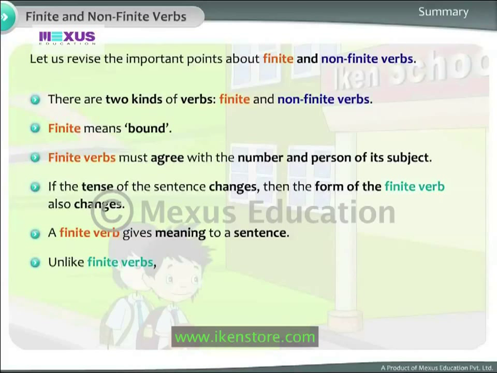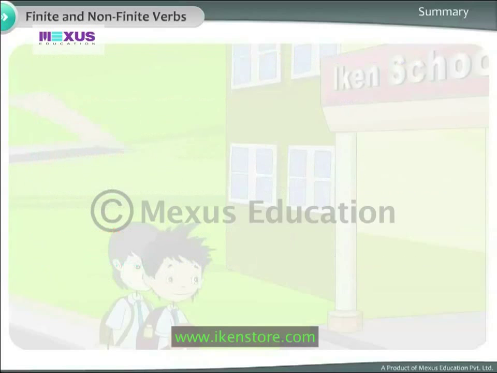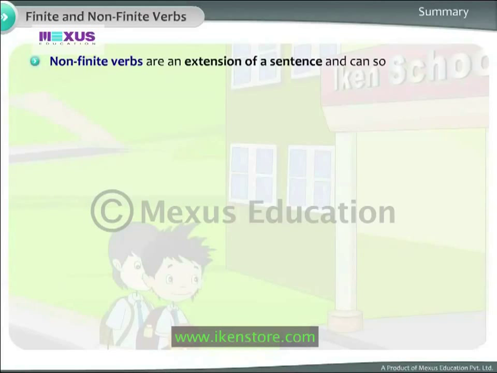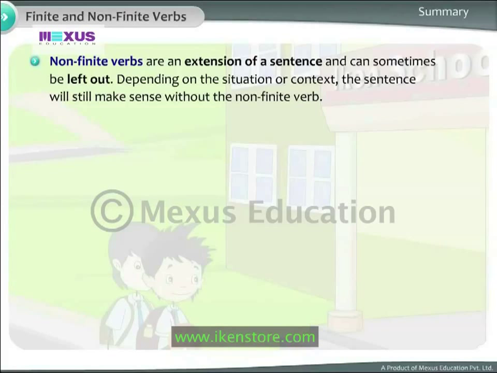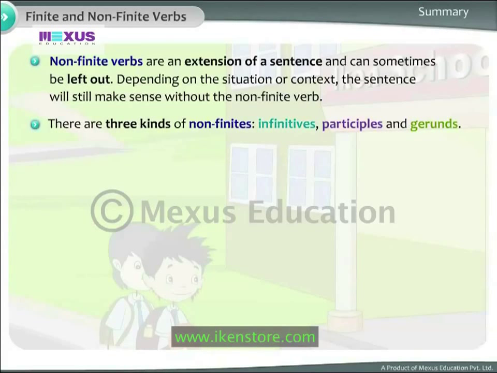Unlike finite verbs, non-finite verbs are not bound by tense, person, or number of the subject. Non-finite verbs are an extension of a sentence and can sometimes be left out. Depending on the situation or context, the sentence will still make sense without the non-finite verb. There are three kinds of non-finites: infinitives, participles, and gerunds. They are not bound by tense, number, or person.